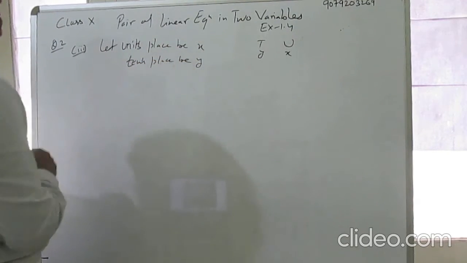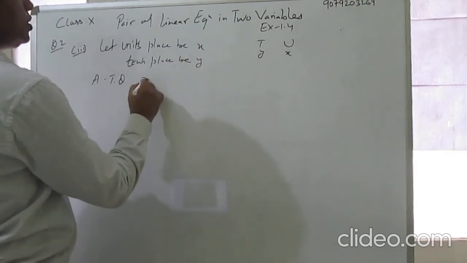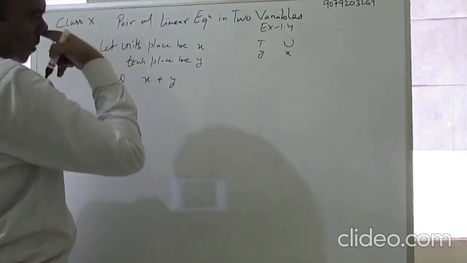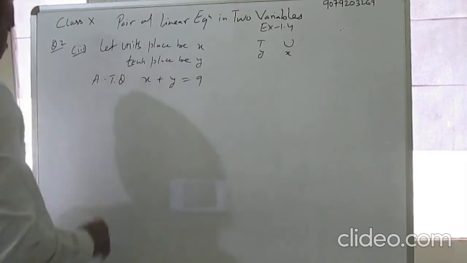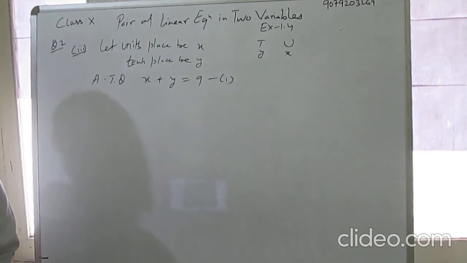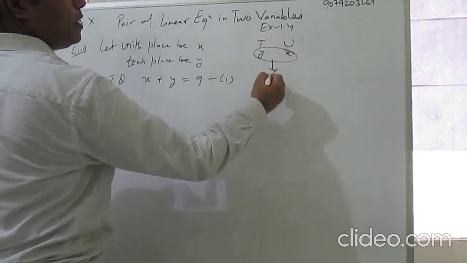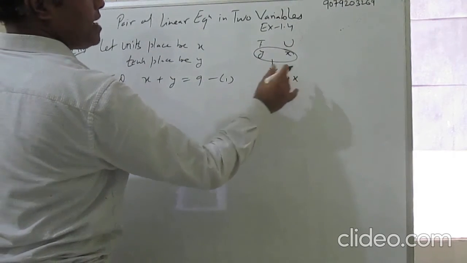Now according to question, सम ऑफ these two digits x plus y is equal to 9. This is equation 1. Now also 9 times this number, तो ये नंबर क्या बनेगा, किस प्लेस पे, 10y plus x. This is the number.